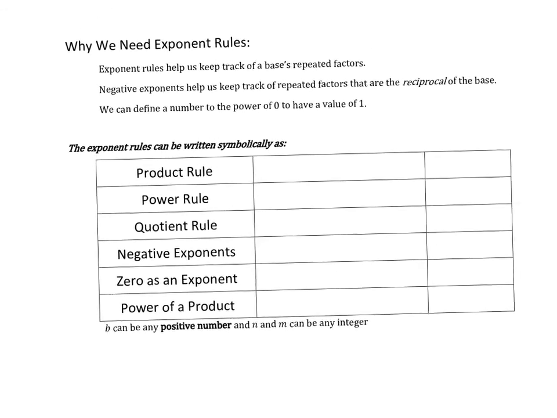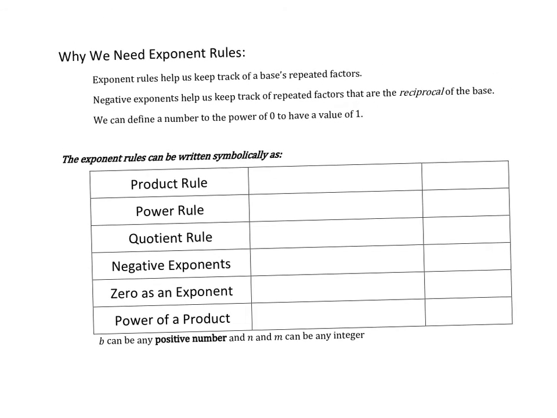Okay, so why we need exponent rules. Exponent rules help us keep track of a base's repeated factors. Negative exponents help us keep track of repeated factors that are the reciprocal of the base. So reciprocal, remember, is you just flip it. We can define a number to the power of 0 to have a value of 1.